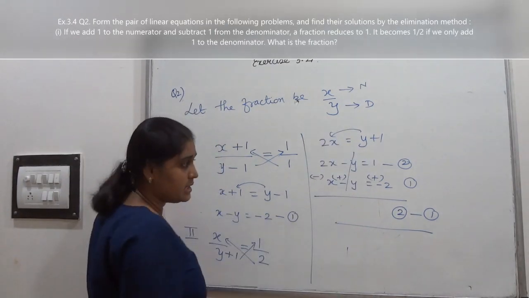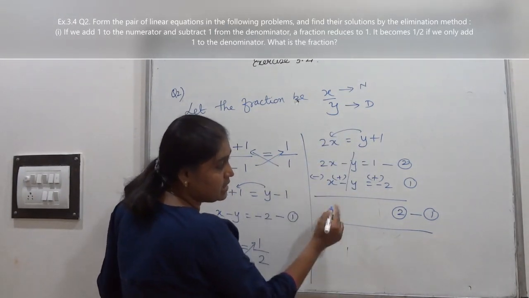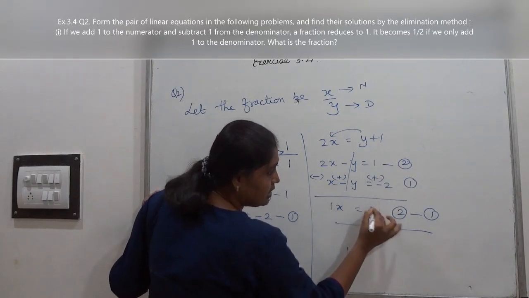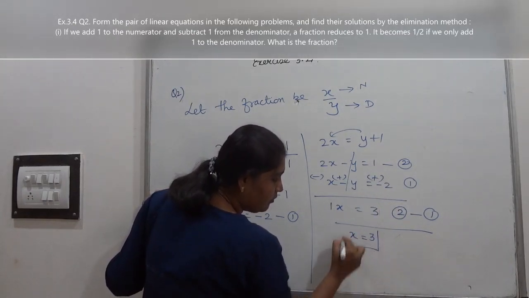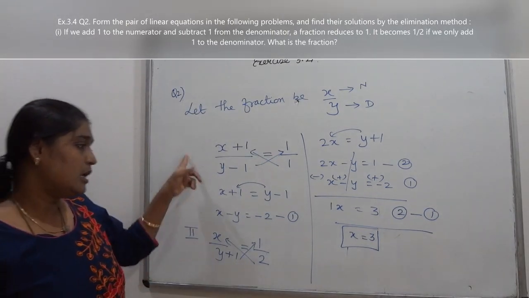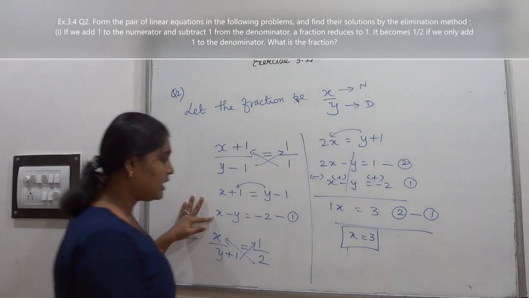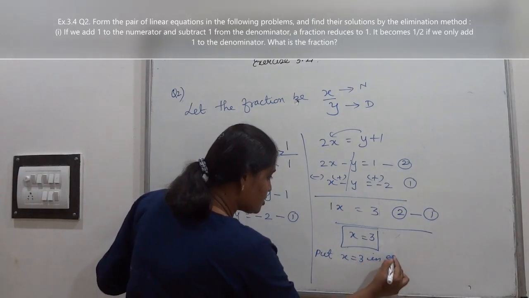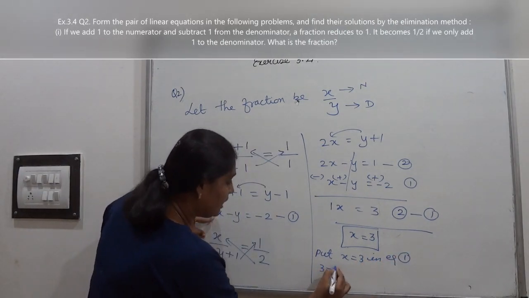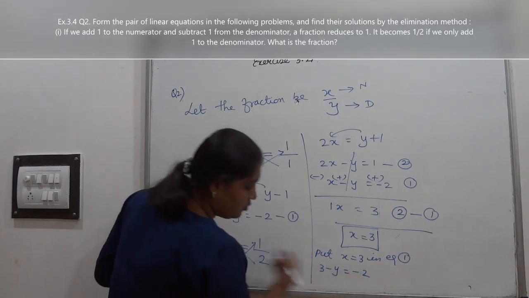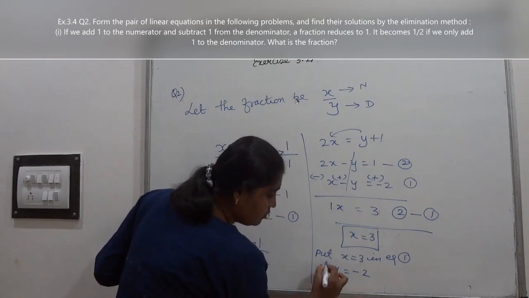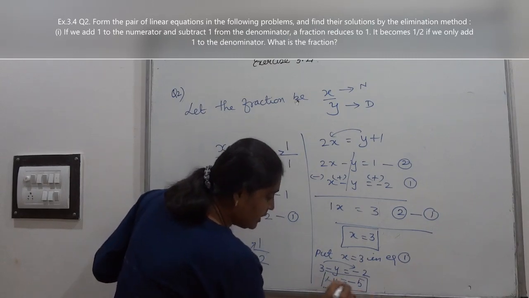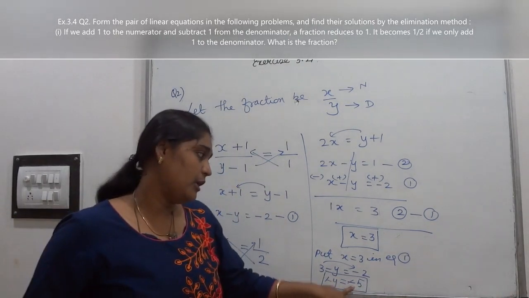Minus y plus y will be cancelled. This is plus 2x minus 1x, that is 1x. 2 minus 1, that is 1. 1x equals 1 plus 2, that is 3. So x equals 3 I got. After getting the x value, keep it in any one equation, you will get the y value also. I am keeping it in equation number 1. Put x equal to 3 in equation number 1. 3 minus y equals minus 2. So minus y equals minus 3 minus 2, which gives minus 5. Both places minus is there, so cut down. y equals 5, x equals 3.